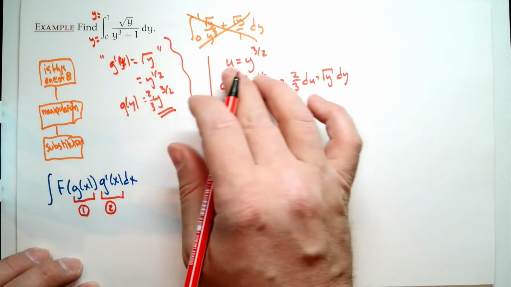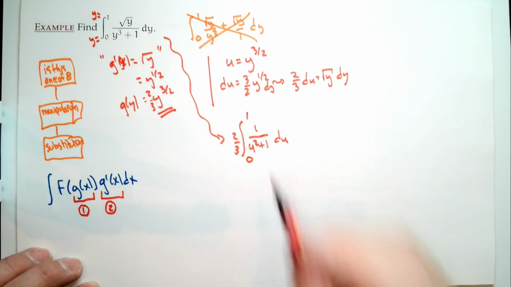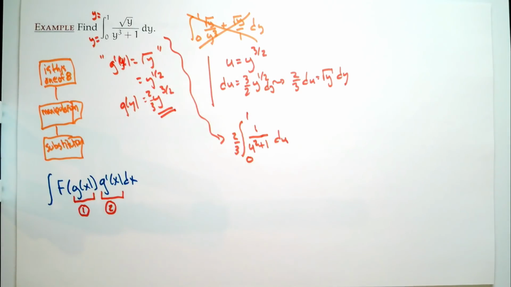When y equals 1, u is 1 to the 3/2, which is 1. So we have 2/3 integral 0 to 1 of 1 over u squared plus 1 du. At this point, we should be happy. It's like we've done a substitution. We've made our problem simpler. And we say, okay, time to reset.